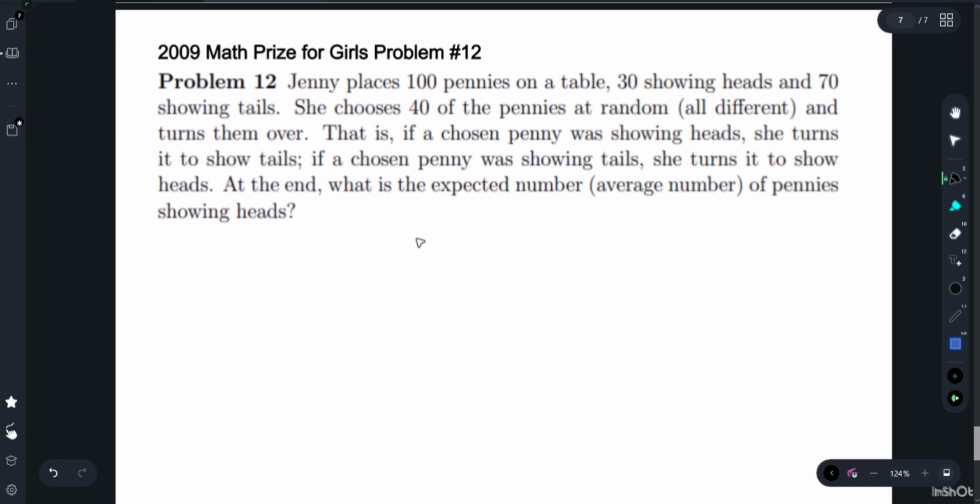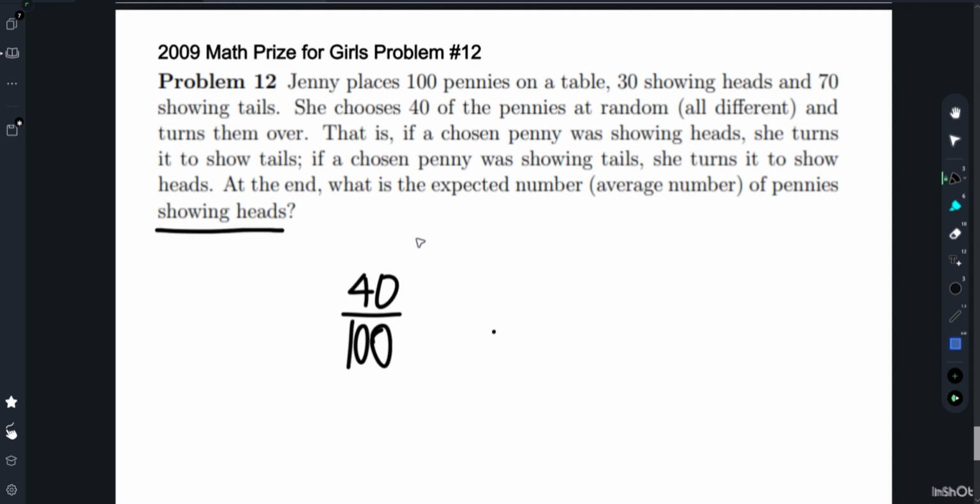This problem is quite simple after you understand what is going on. Firstly, there is a 40/100 chance for each penny to be turned over. We want the average number showing heads, so let's first calculate the number of tails that will be flipped. There are 70 coins showing tails, and there's a 4/10 chance for each of them to be flipped into heads. So our expected value is 28 coins that will be flipped to heads.